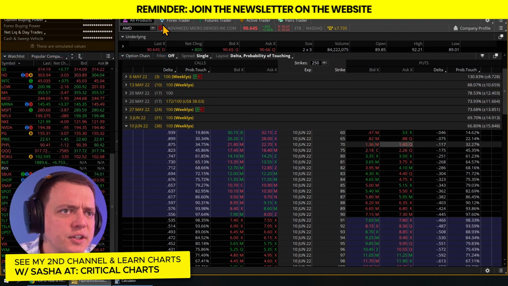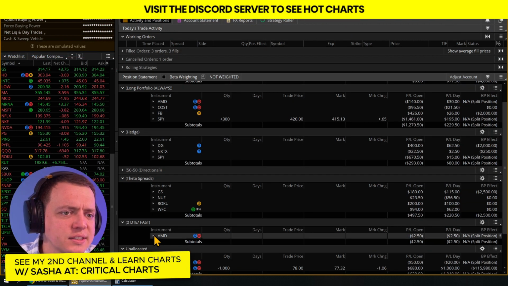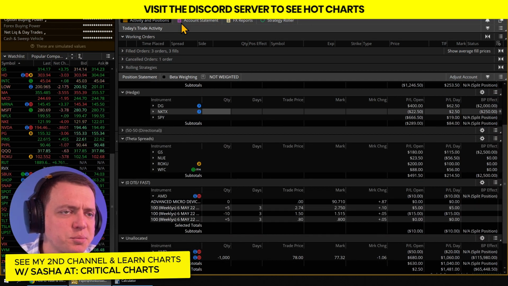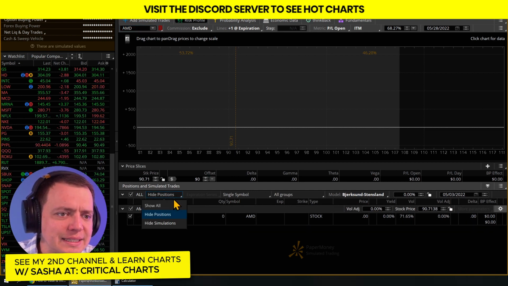There we go, got it filled. So now we'll keep an eye out on those butterflies. Those I put in my fast trades area over here. So I got kind of like a 5 contract lot spread there. And yeah, we got AMD.